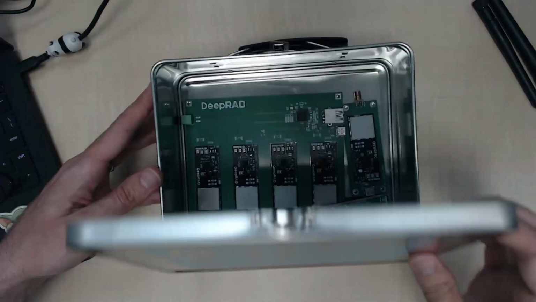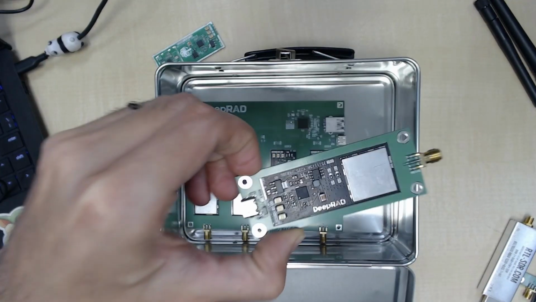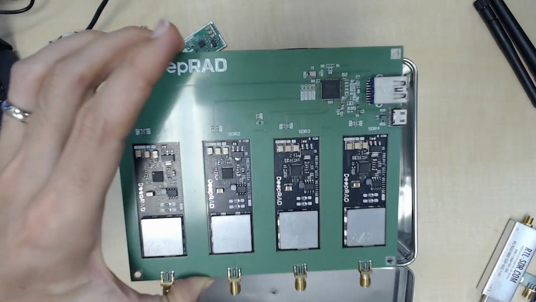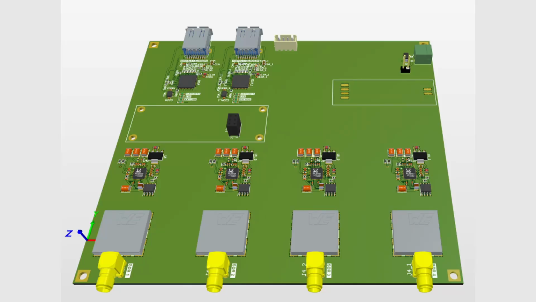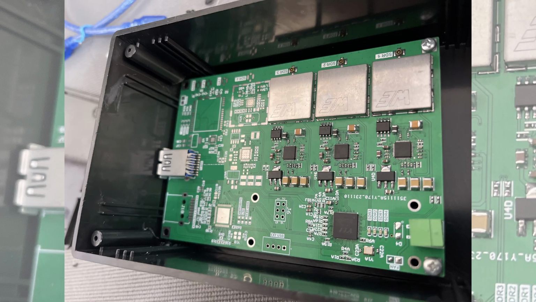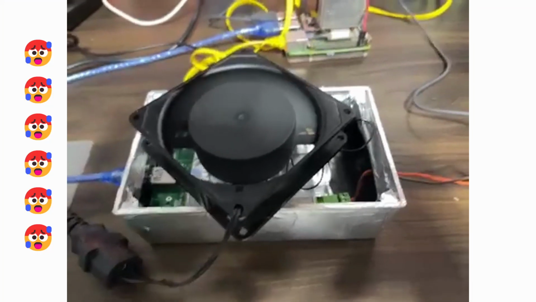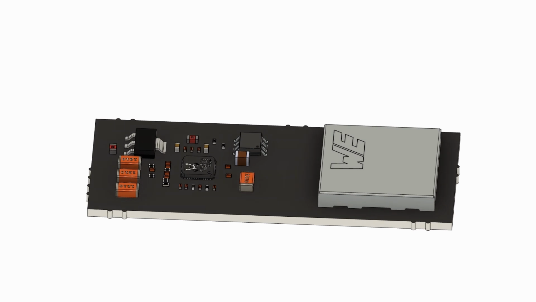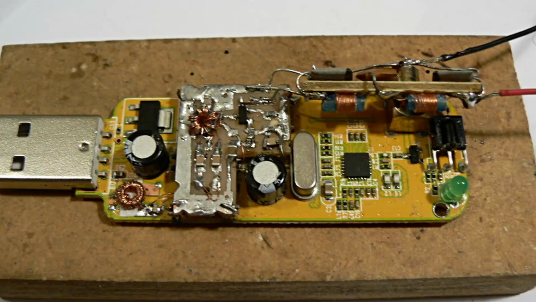Introducing DeepRad. DeepRad is a software-defined radio receiver in a modular form factor based on the RTL SDR, a product that many people know and love. A while ago, we had to design a product that had several SDRs in a single board, and we had many issues. Heat problems, RF shielding, getting the components at a fair price. It was not an easy task.